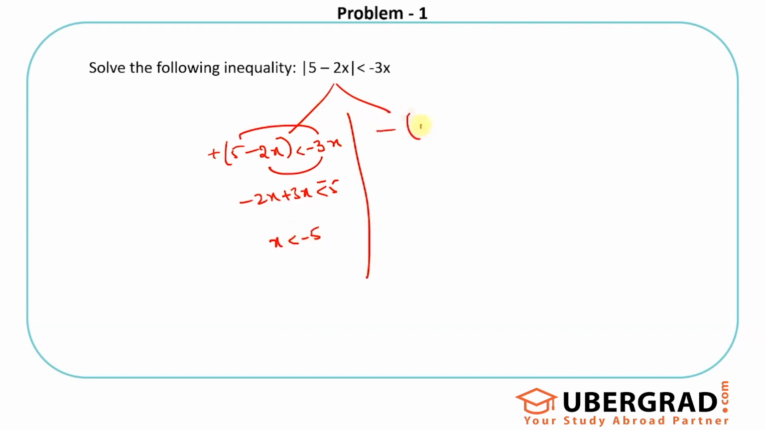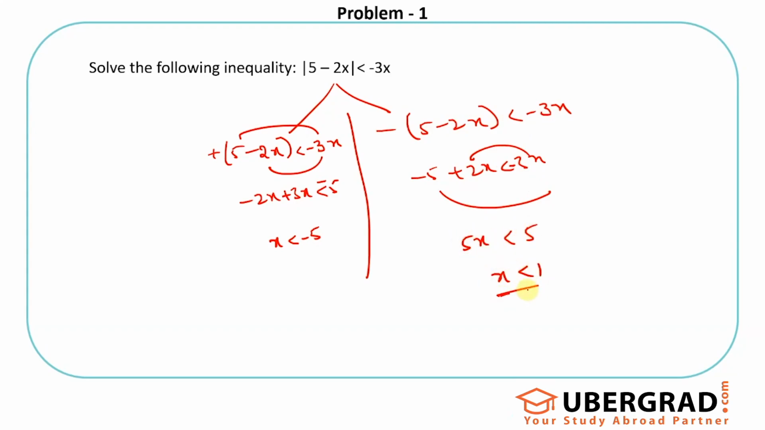The other side will be minus of 5 minus 2x is less than minus 3x. So it is minus 5 plus 2x is less than 3x. Send it this side, so minus 3x. So it will be 2x minus 3x, which is 5x, is less than 5. So x is less than 1.